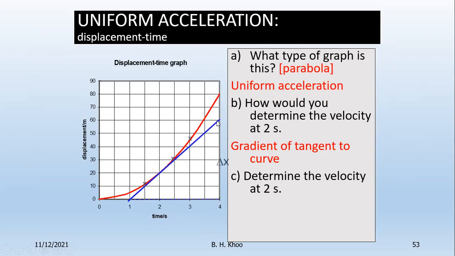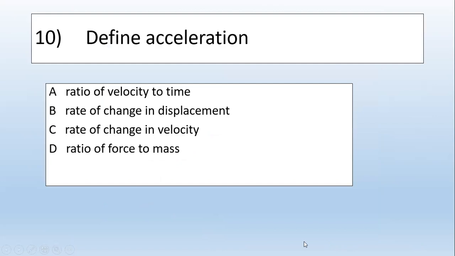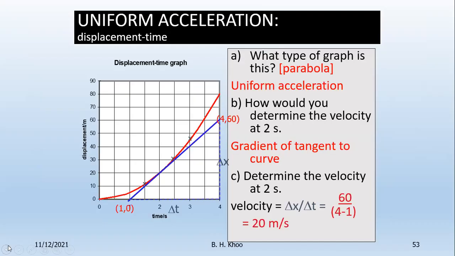Okay, there's your delta x, change in x, change in time. Okay, can read it. 4, and then this is 60. This is 1, and then no height, so 0. I can find the triangle. Velocity is gradient, delta x over delta t, 60 minus 0 over 4 minus 1, so it's 20. Okay.